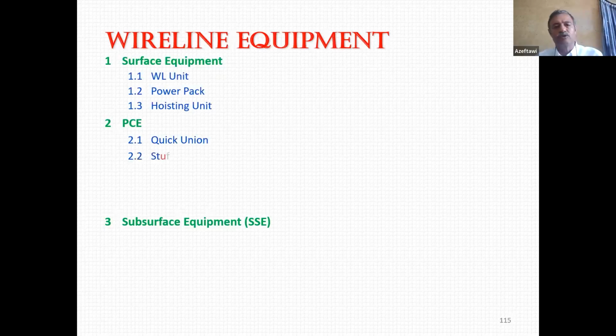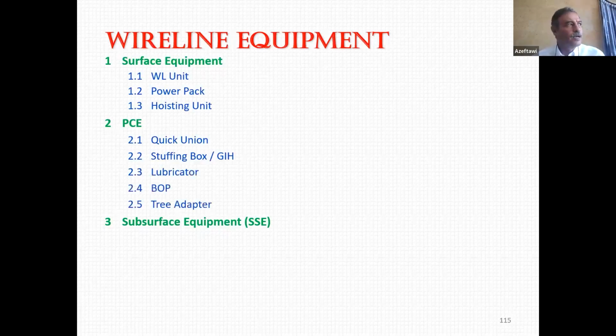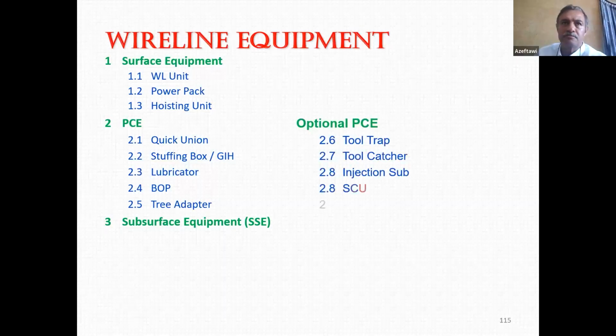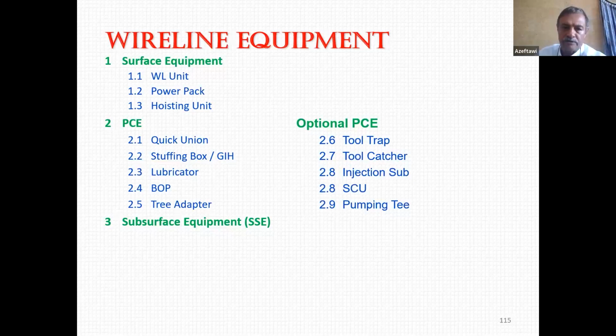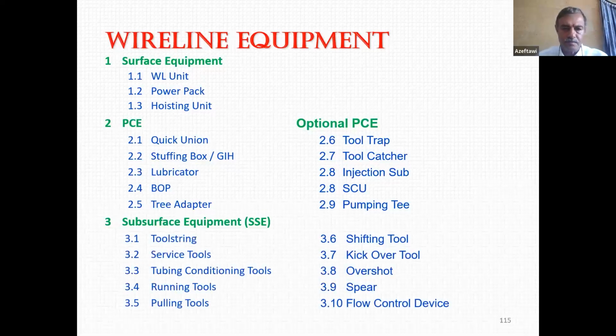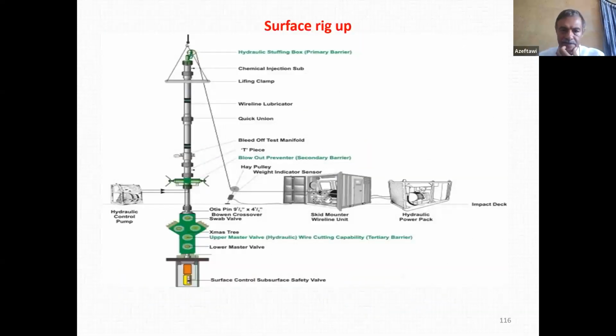Pressure control equipment, which is like a BOP, a lubricator, a riser, stuffing box, grease injection head. This is the item that we need to talk about a little bit. Subsurface equipment, we will not talk about it. It's not part of this course. What you see in front of you now is the rig up for a slick line.